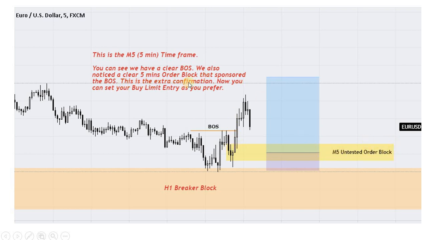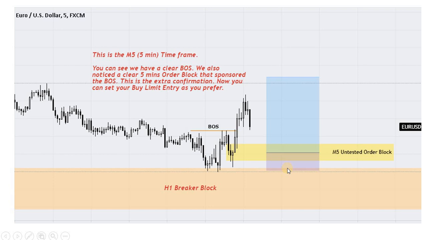So this is an extra confirmation. Immediately we see the break of structure, now we can set our buy limit entry as far as we prefer, but in this case we decided to take the equilibrium point of the 5 minutes order block. Then we make our stop loss a little below this wick.